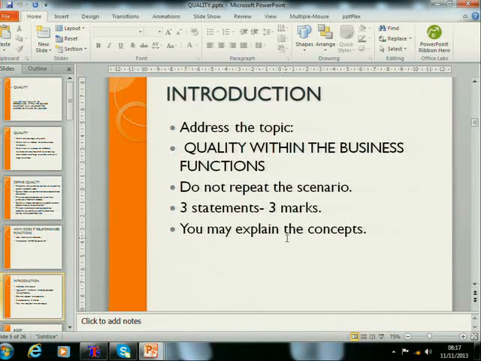But for an example, if the question said, explain the concept quality, then identify and discuss any 5 business functions, then you are not supposed to explain that concept then. You are not supposed to explain what quality is, because remember, in your introduction, I said you are only going to get 1 mark per statement. So if you explain that concept quality, yes, you are going to get credit, but only 1 mark for 1 statement, whereas in your body you get 2 marks for each statement that you put there. So make it a point that you relate to the topic and don't repeat the scenario.